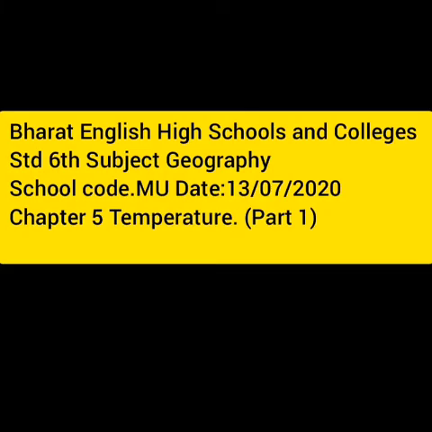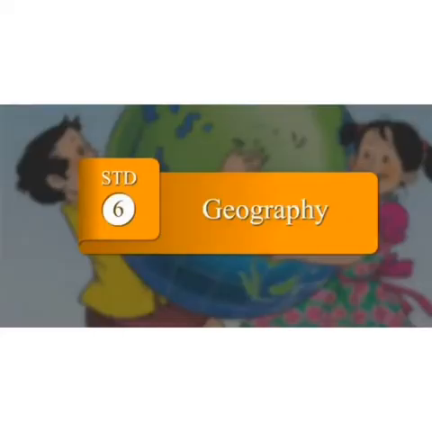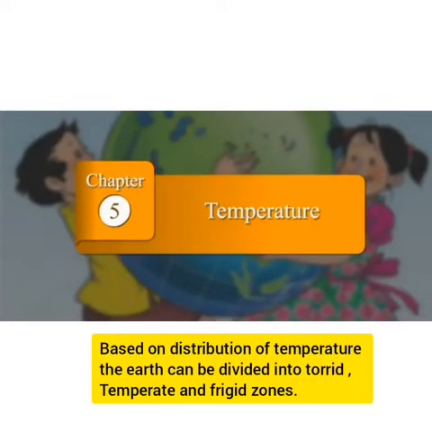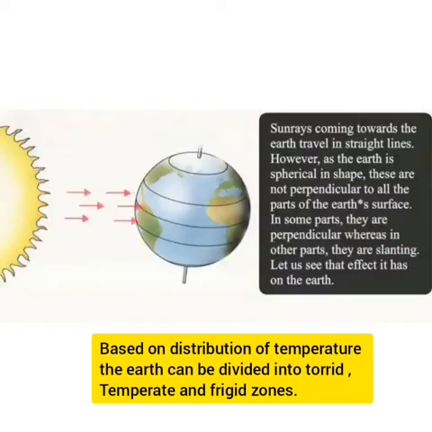Standard 6th, Subject Geography, Lesson number 5, Temperature. In the given diagram, it is seen that sun rays coming towards the earth travel in straight lines.